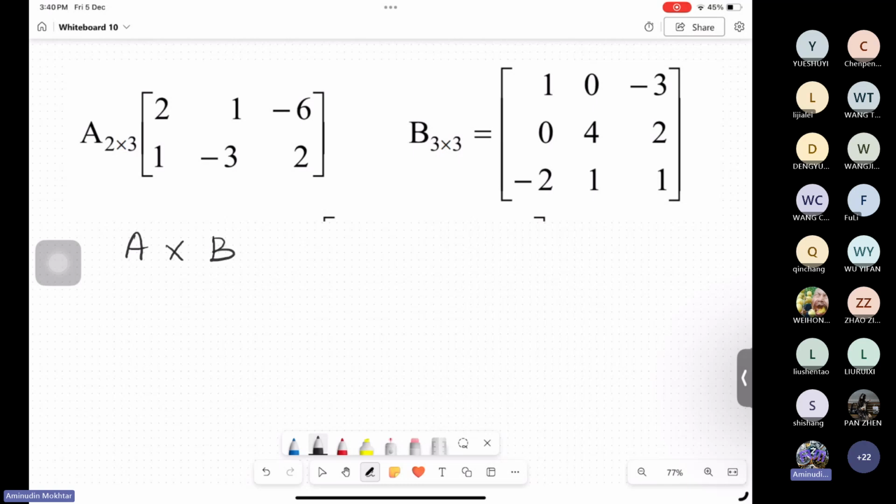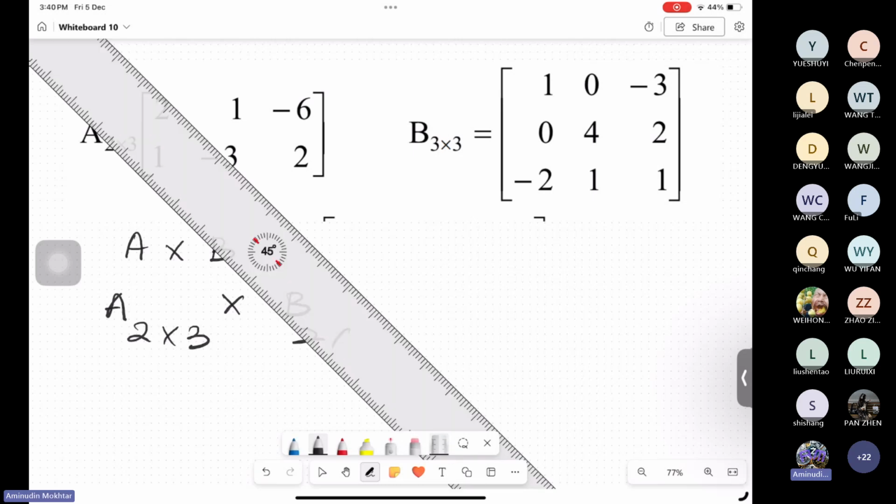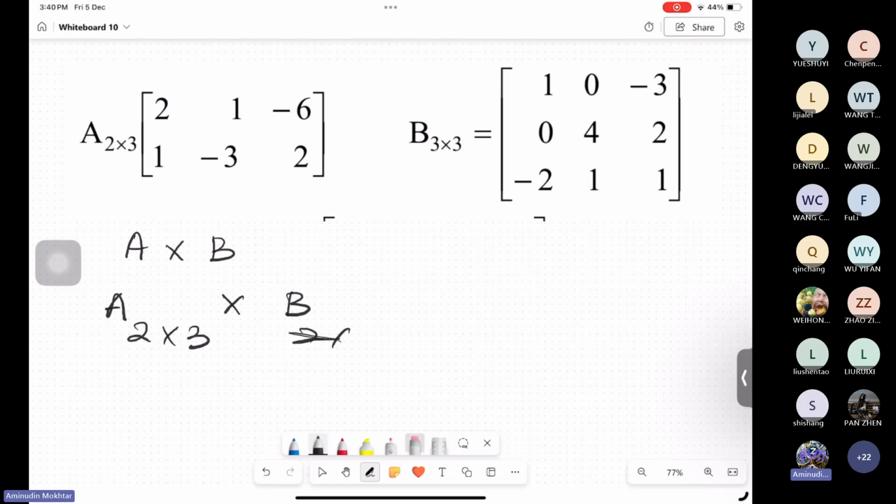Before we proceed, we need to identify whether the matrices can be multiplied or not. In order to find the product of A and B, first we need to know the size of A. The size of A is 2 times 3. As you can see here, matrix B has 3 rows and 3 columns, so the size of B is 3 times 3.